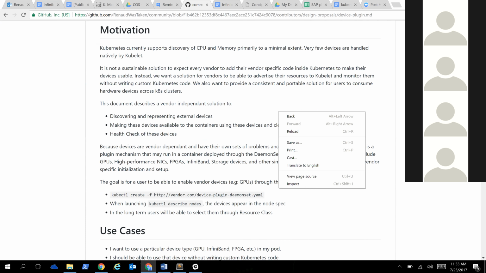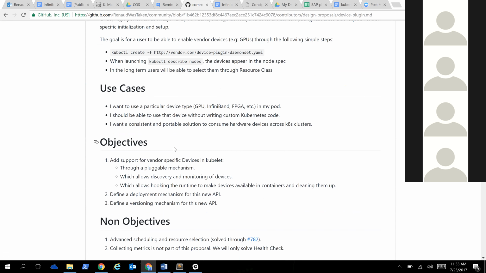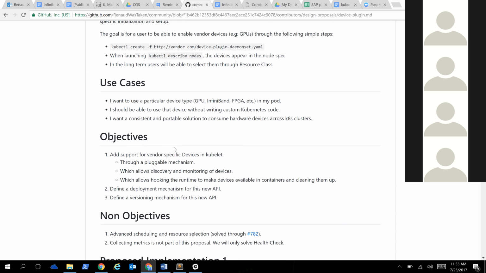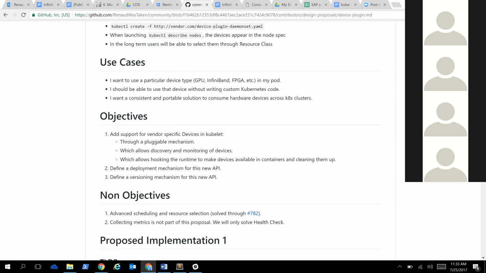To do that, we've been discussing for a month, I think, or maybe two, a plugin system that would allow other vendors to do that too. So it would not just be specific to NVIDIA. I think this is the basic objective.